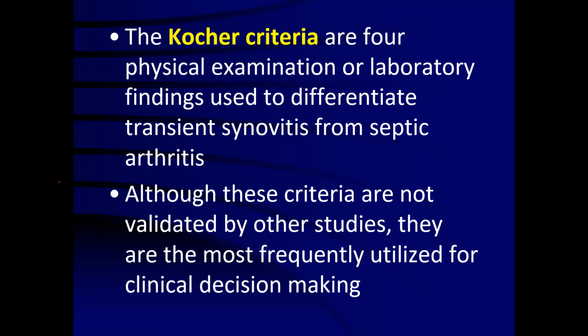You have to compare the 4 criteria: refusal to walk, fever, an elevated white blood count, neutrophilia. All these add to the differential diagnosis between a septic hip and a transient synovitis. Although these criteria are not validated by other studies, they are the most frequently utilized for clinical decision making.